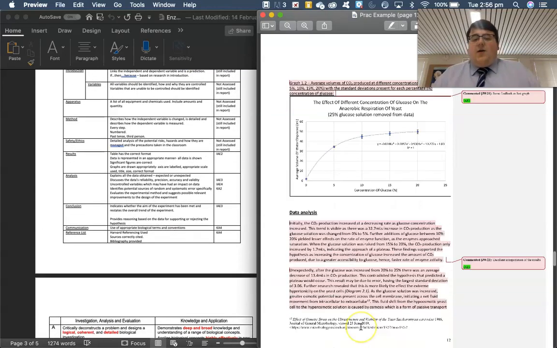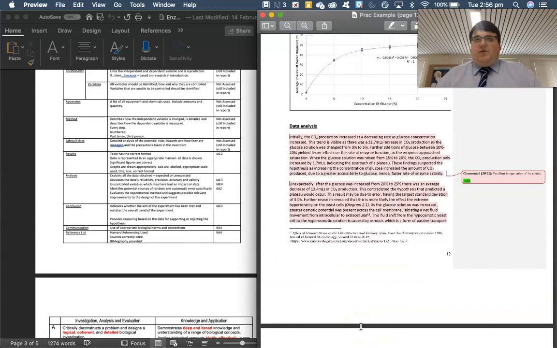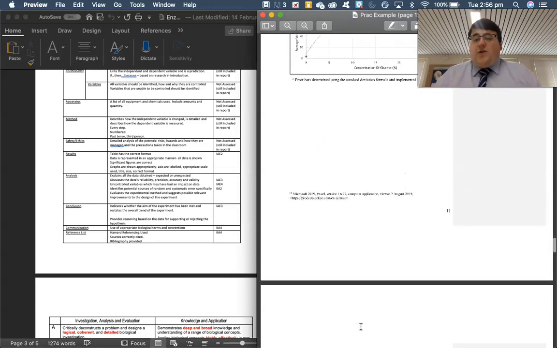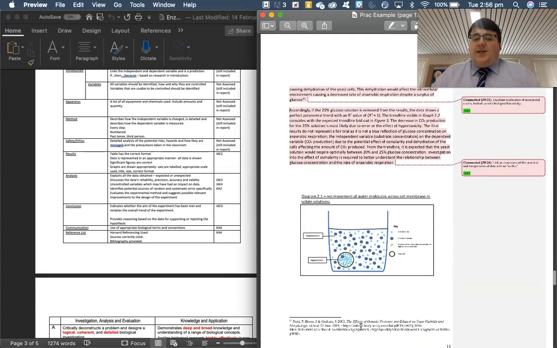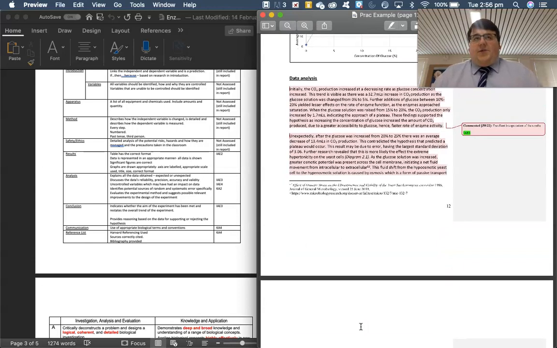Analysis is where we're now tearing apart these results to explain what's happening biologically. So you're looking at the results you've got, you're talking about your graph, you're talking about your tables, and you're physically stating, are these results expected? Are they unexpected? Why or why not? So if the results are expected, what's happening biologically? Why have we seen these results? What's happening in this experiment to get these results? If the results are unexpected, what could have potentially gone wrong? What's led these results to not be what we expected?